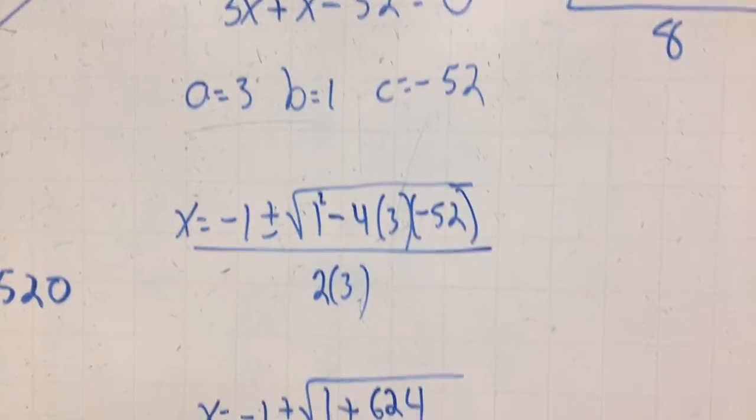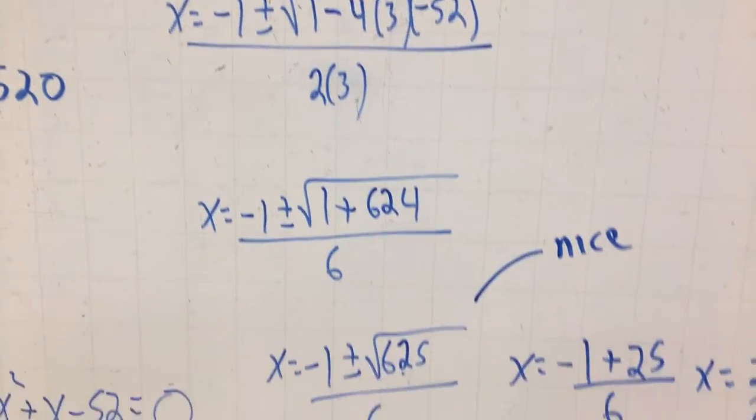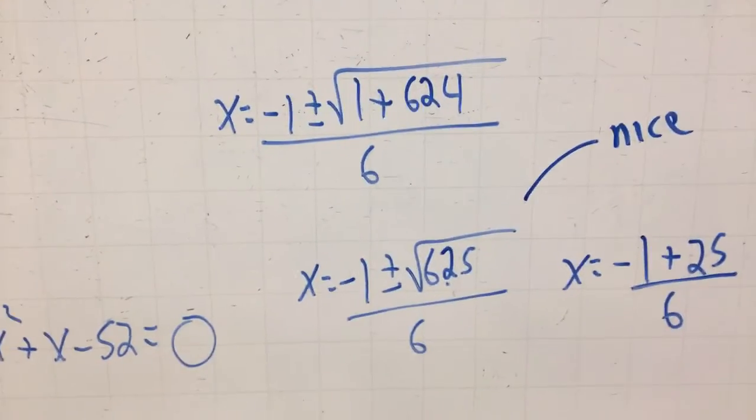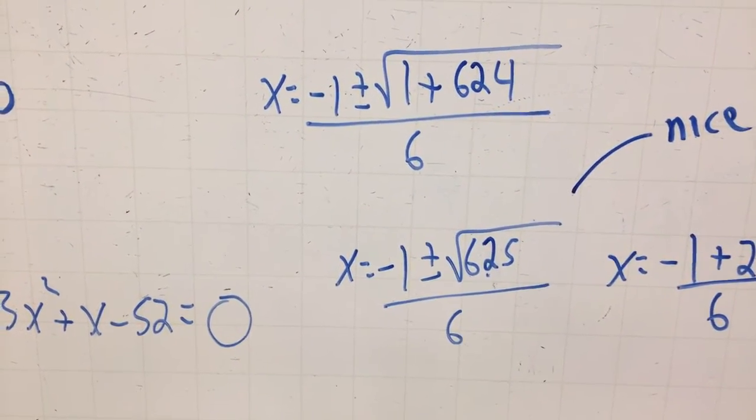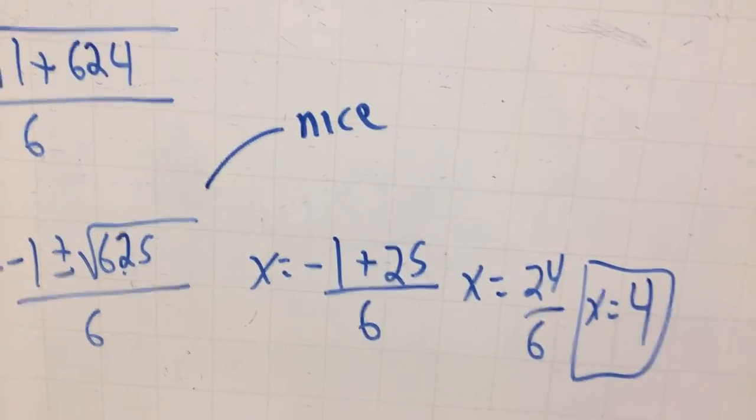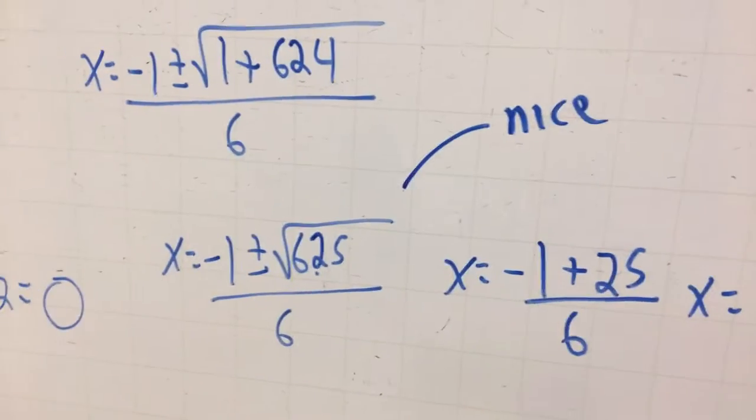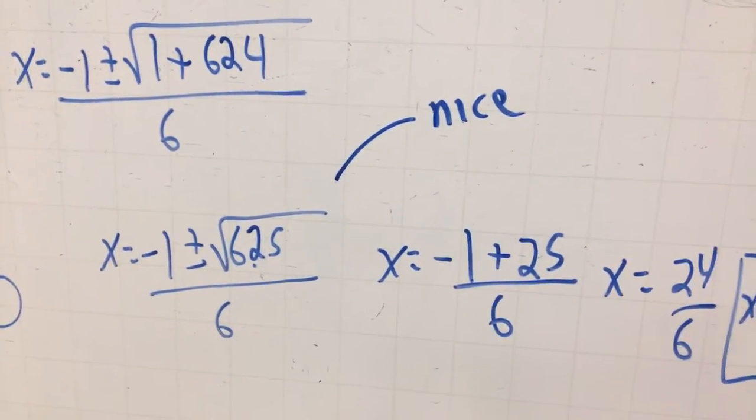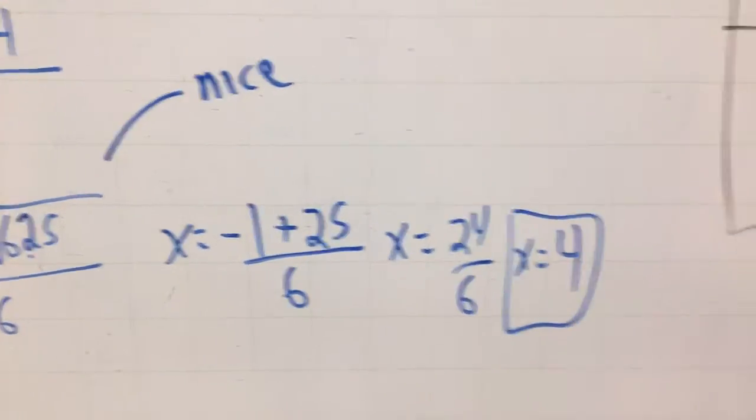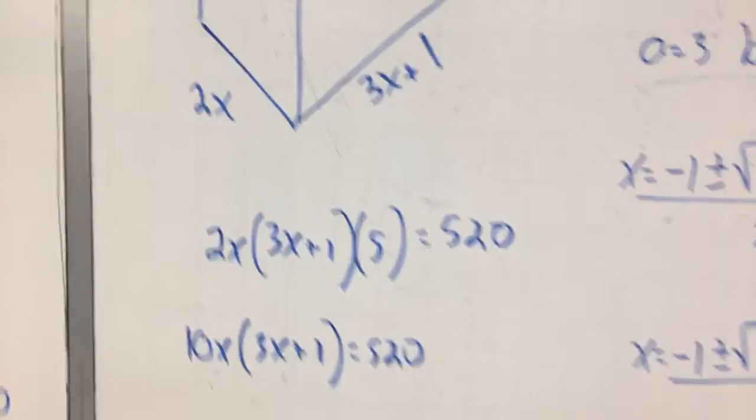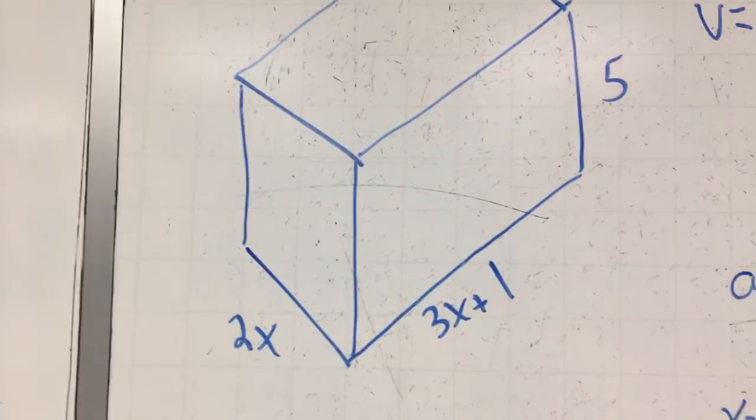Plug the values in. Look at that, 625. We all know that the square root of 625 is 25, right? Of course we do. So now x is equal to negative 1 plus 25 over 6. Notice I didn't even bother with the negative 1 minus 25 because I know the dimensions of my fish tanks are positive. And look at that, x is equal to 4. Now that I know that x is equal to 4, I put the 4 in everywhere I see an x.